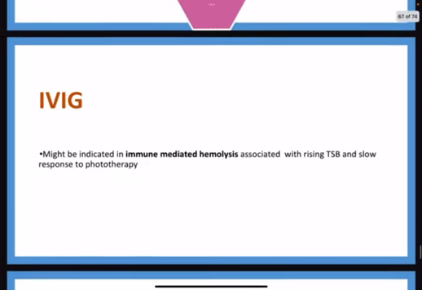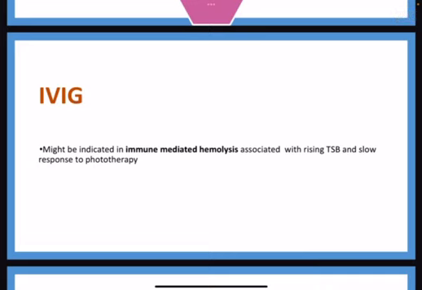طيب قلنا one of the modalities أن نعطي IVIG to يعني saturate receptor or binding sites على RBCs عشان تمنع ال other autoantibodies from attaching to the RBC and destroying them.